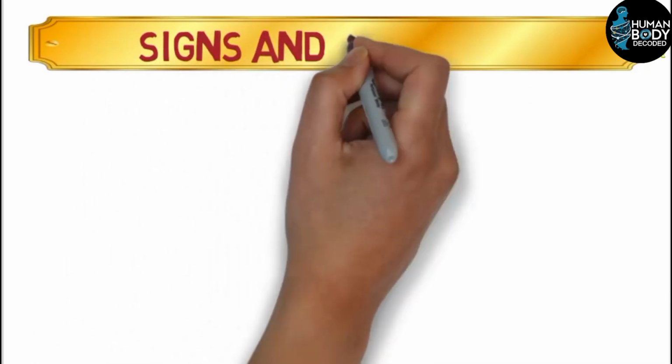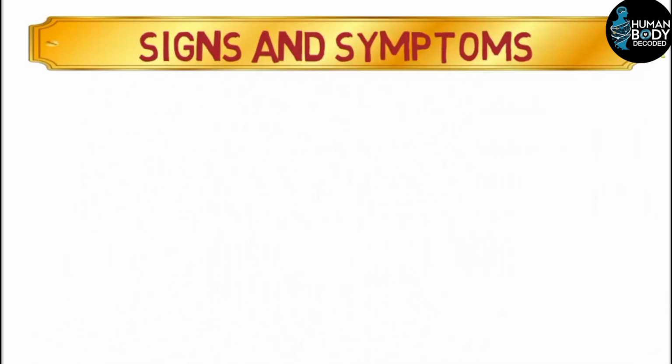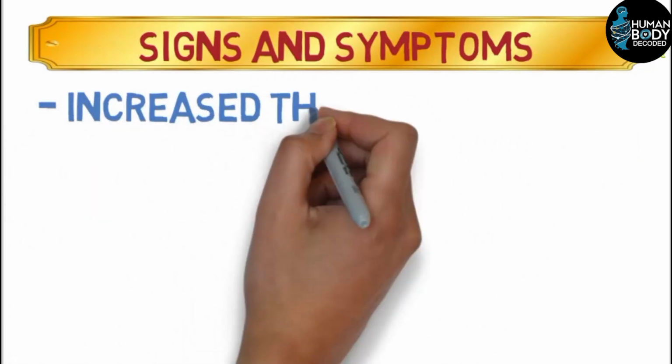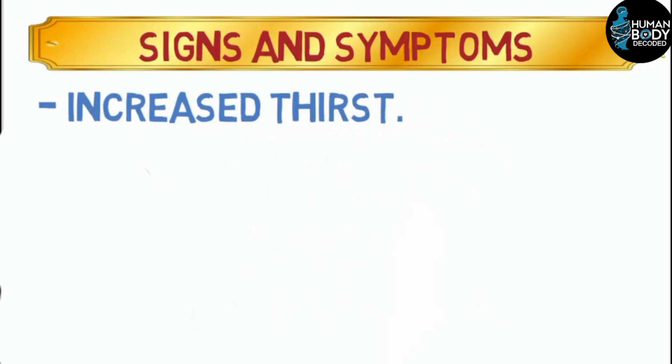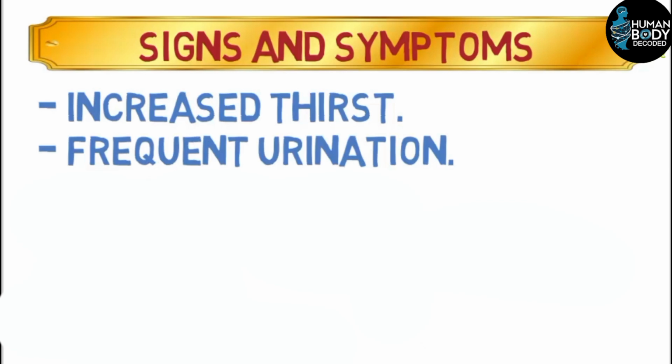Signs and symptoms of diabetes. Now let's look at the signs and symptoms of diabetes. Increased thirst. A person with diabetes feels extremely thirsty. Frequent urination, because they drink more water. They need to urinate more often.